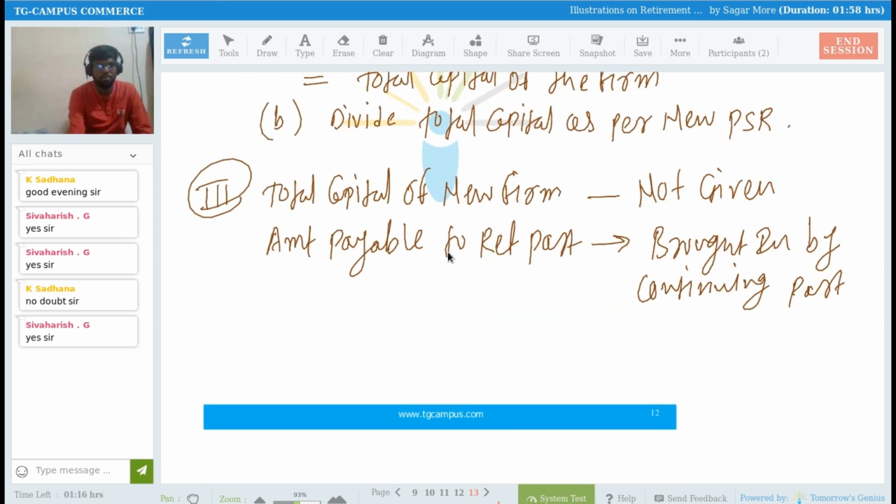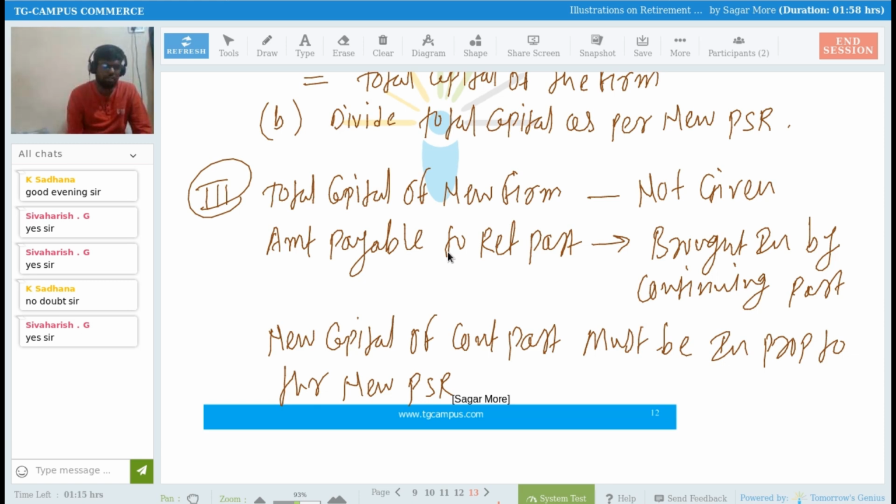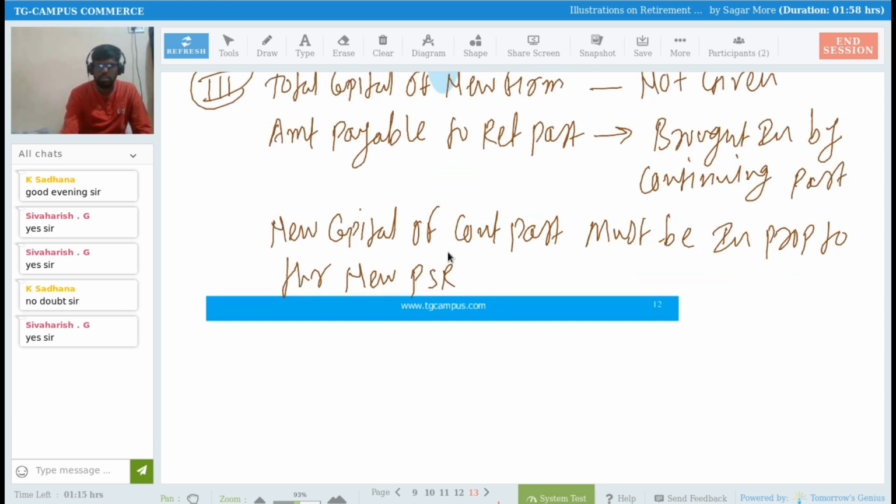And how to bring it in? So you have to bring it in in such a way that new capital of continuing partners must be in proportion to their new profit sharing ratio. So this is the case that I've written. How to solve this case?